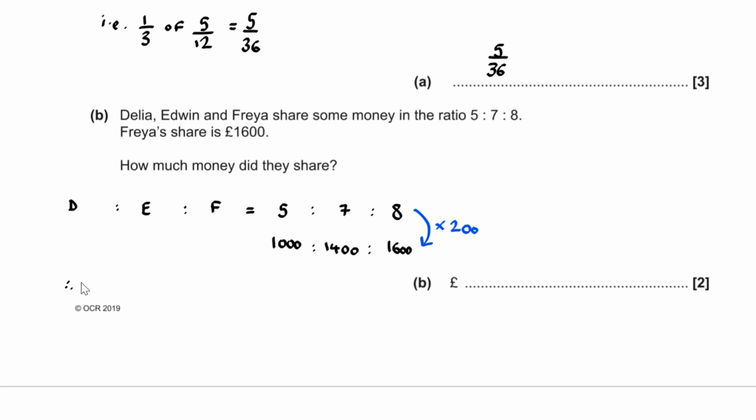And therefore, the total is 1,000 plus 1,400 plus 1,600. It turns out here, we get 4,000. So the total they've got is 4,000.